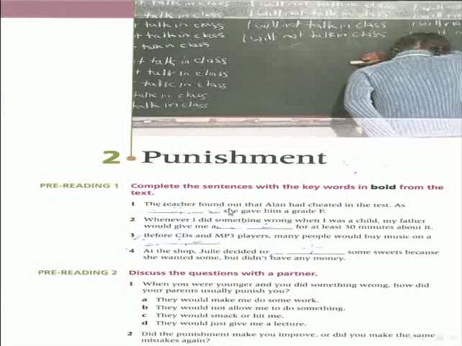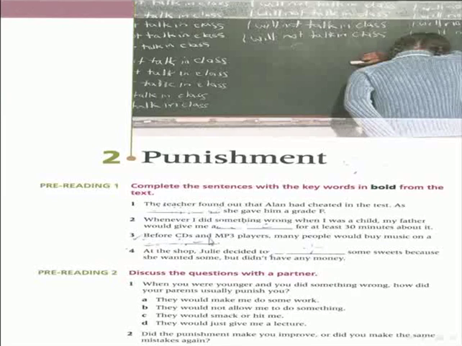Number 1, the teacher found out that Alan had cheated in the test. So what did the teacher do now? As punishment, right? She gave him a grade F. F means 0, right? 2, whenever I did something wrong when I was a child, my father would give me a lecture, right? For at least 30 minutes about it, right?